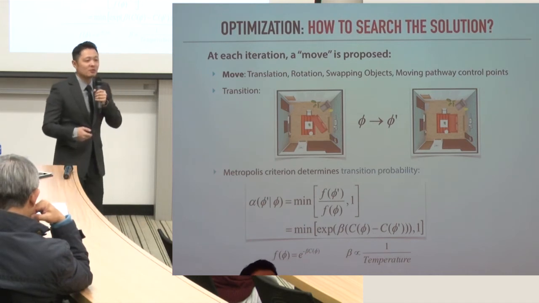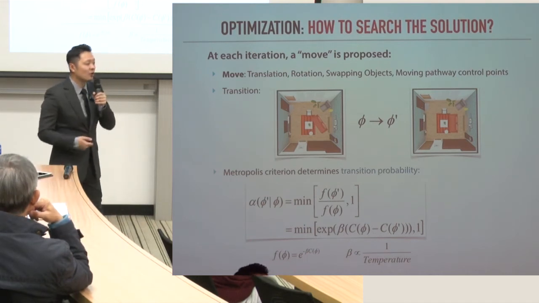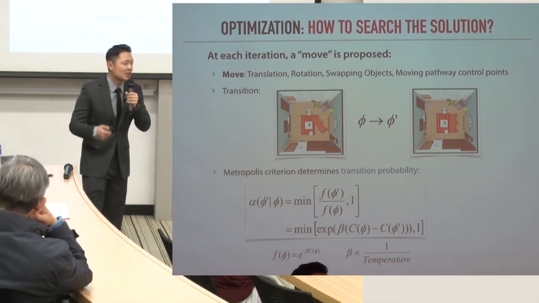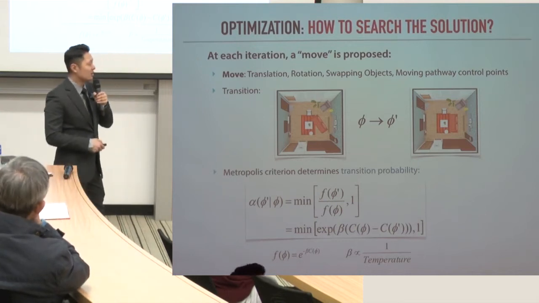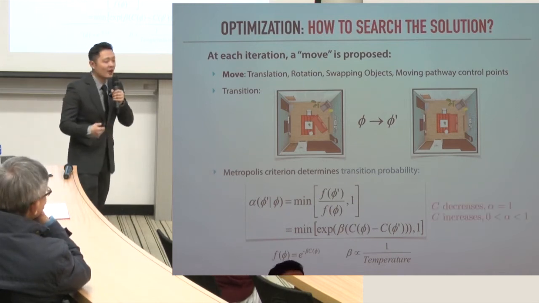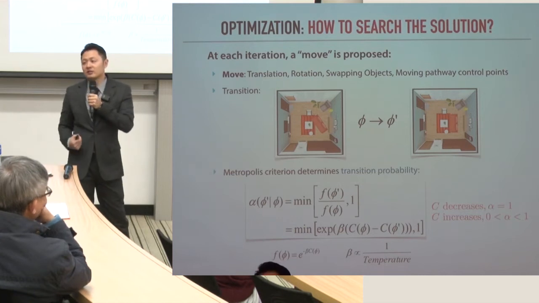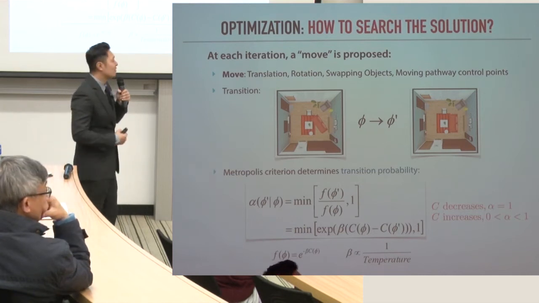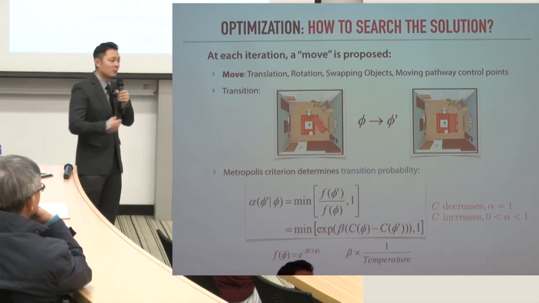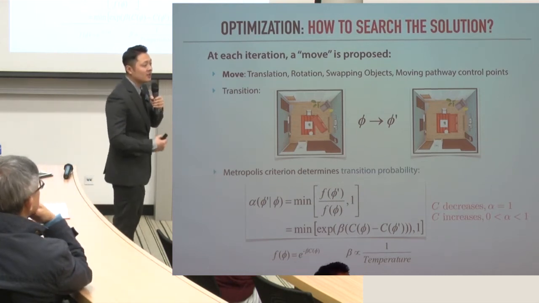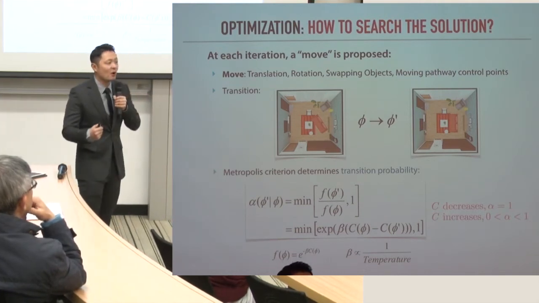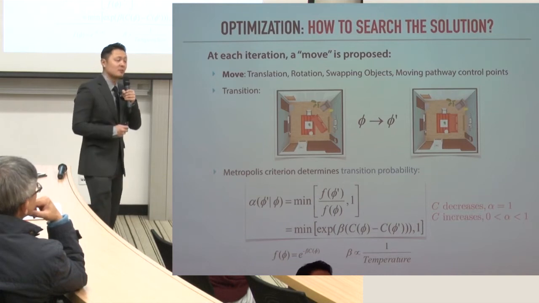Whether the updated arrangement will be accepted or not depends on the transition probability, which is determined by the Metropolis criterion, shown here. Basically, if the energy cost decreases, you take the solution. But if the energy cost increases, you accept it based on a probability. The probability is higher at the beginning, when the temperature is high. This helps you jump out of bad local minima that represent bad design solutions.